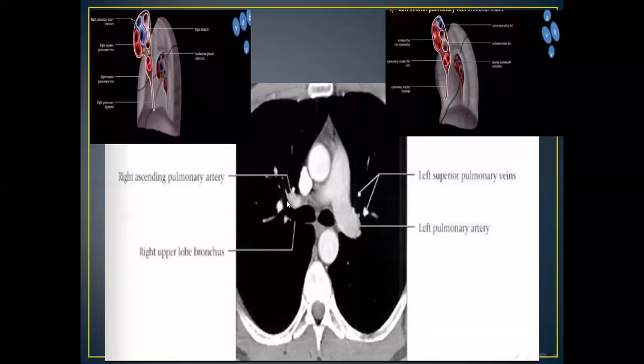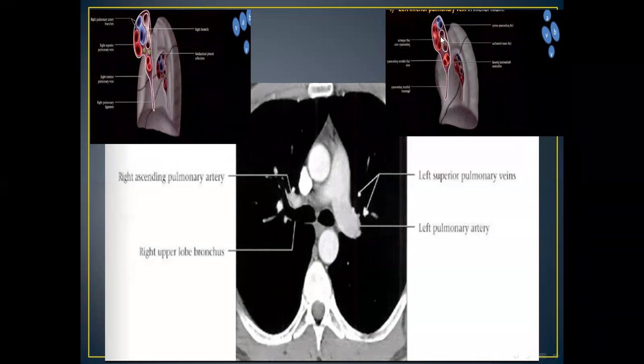This is the right ascending pulmonary artery. This is the main pulmonary trunk, the right ascending pulmonary artery, followed most posteriorly by the bronchus. This is the bronchus. On the left side, we have the left superior pulmonary veins. These are the veins, most anterior. Then the bronchus. This should be the level of the bronchus.